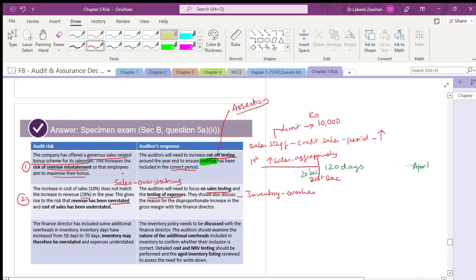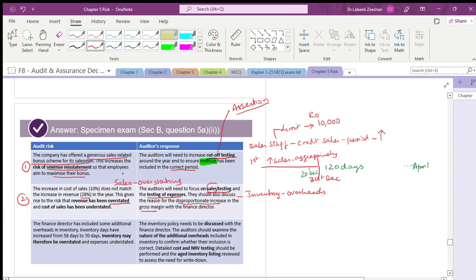Inventory overheads. Is it right? That has happened. They should not only test the sales, precisely, but also they have to test the expenses. Which type of expenses? Cost of sales. They should also discuss the reason. We are not talking about a general reason, we are talking about the specific reason. Discuss the reason for the disproportionate increase in the gross profit margin.